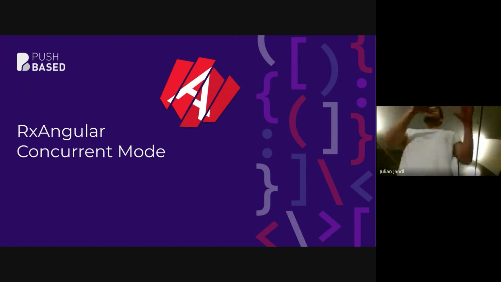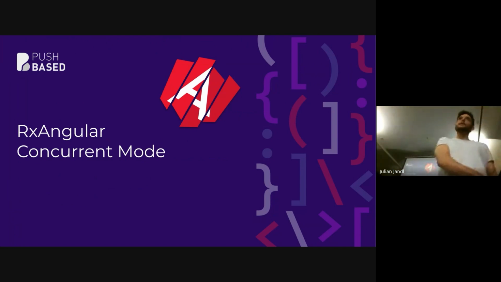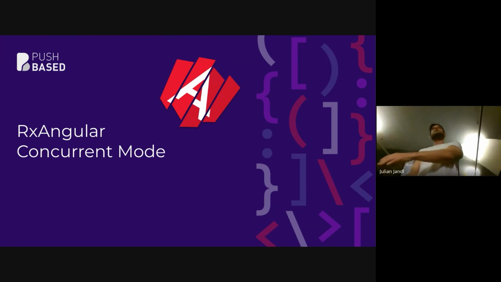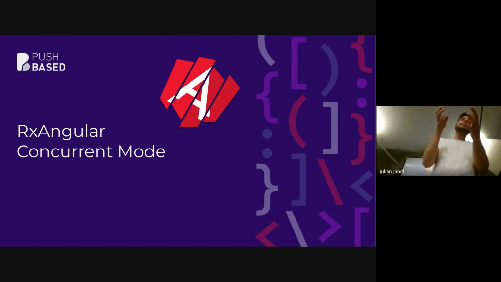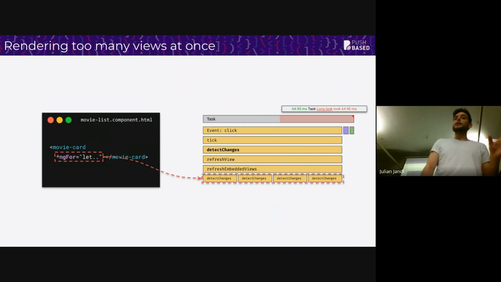And before we go into any performance analysis, as we did before, I need to do a slight sidetrack and talk about the concurrent mode, because this is something very special to RxAngular and which makes most of our performance improvements so good. It's the concurrent mode. Concurrent mode means basically we try to split up long tasks into small tasks and render them one by one, chunk by chunk by chunk.